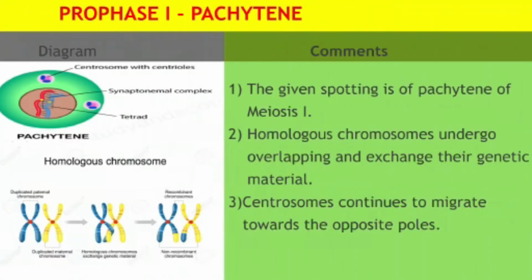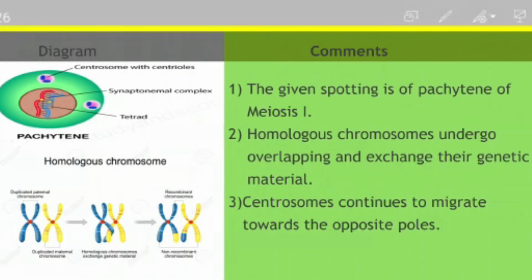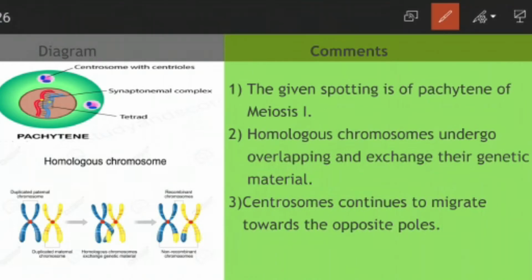Now we'll proceed to the next step, that is pachytene. Now see how you will identify this step. When this type of chart is kept in front of you, you have to pay attention to the overlapping. If the overlapping is visible, it means this spot is of pachytene. So when you are writing this, the first point is identification. What you will write: the given spotting is of pachytene of meiosis 1. This will be your first point, identification. Here only you will score half mark. Then what comment you will write?